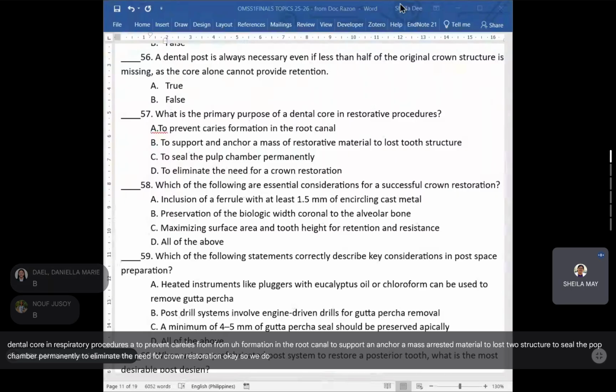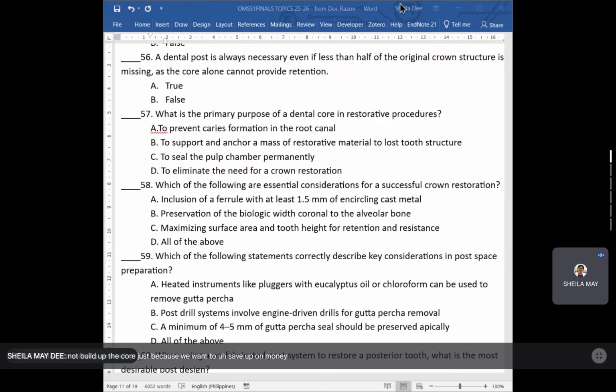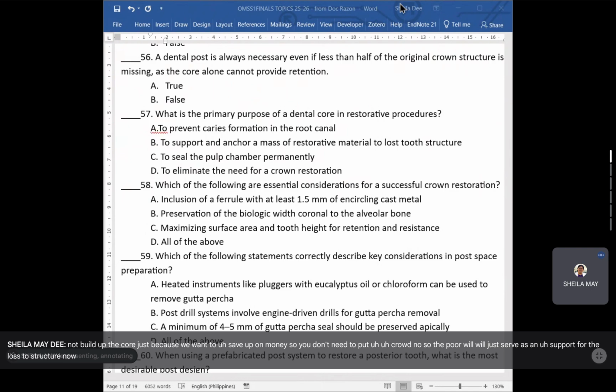Okay, so we do not build up the core just because we want to save up on money, so you don't need to put a crown, no. So the core will just serve as support for the lost tooth structure, and also to help with the retention of your final restoration, which is a crown. Okay, so the answer here will be letter B.